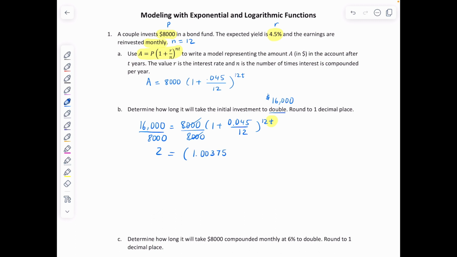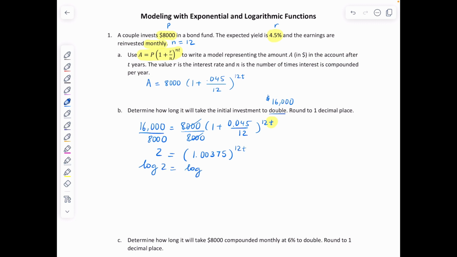1.00375. Now I know that's a lot of digits, and the problem says round to 1 decimal place, but I will save the rounding until the end. So we try to include as many digits as we can right now. And then to the 12t. So now that this exponential expression is isolated, we can take the log of both sides. Either you can use the log base 10 or log base e. Either one of them will be doable on the calculator.